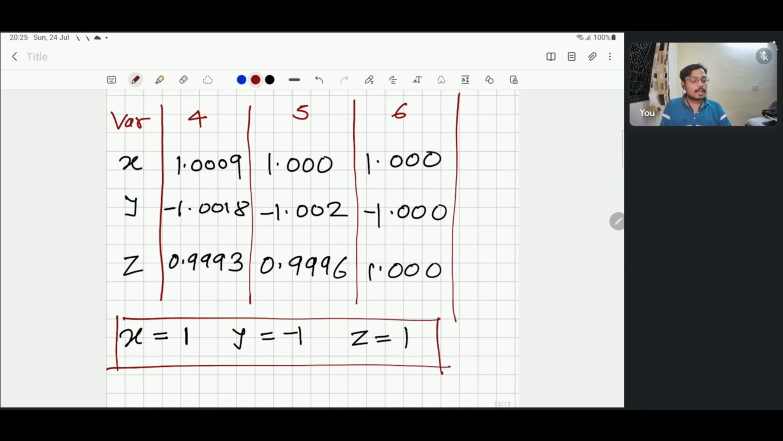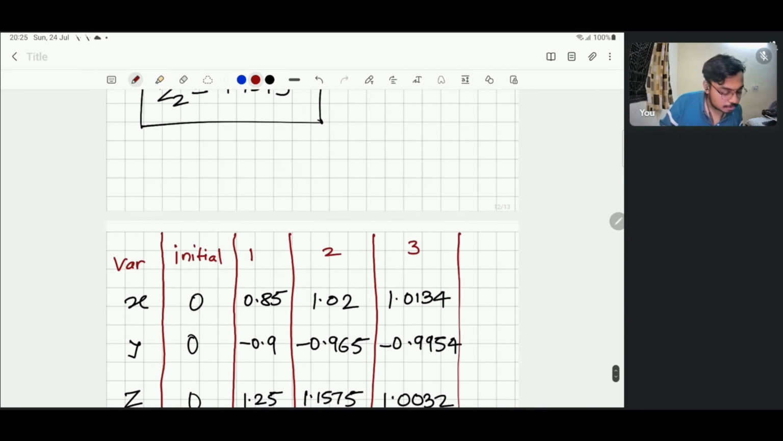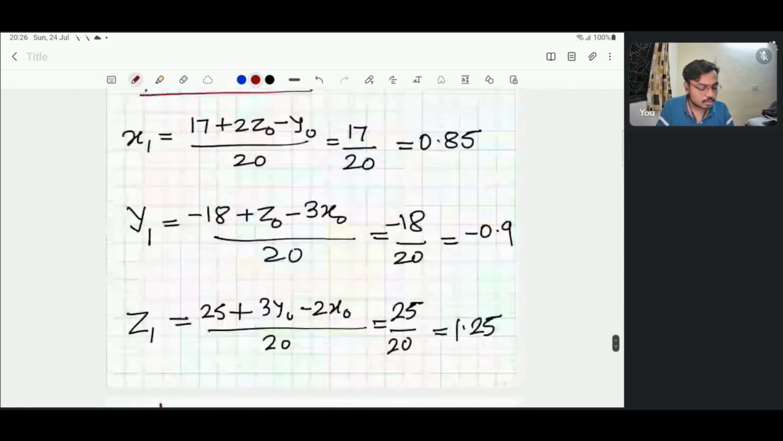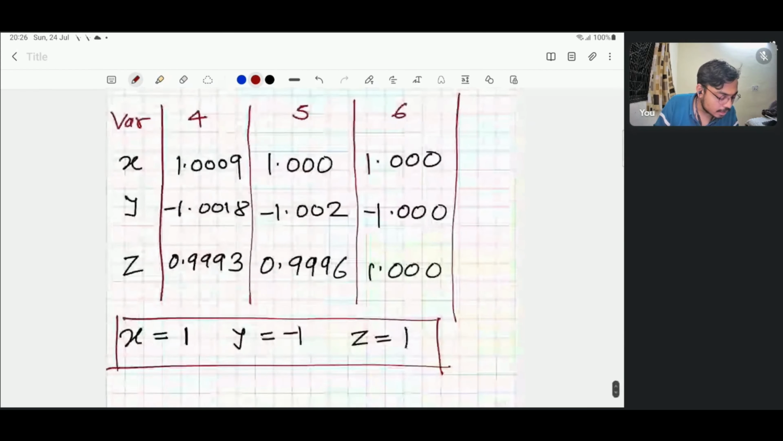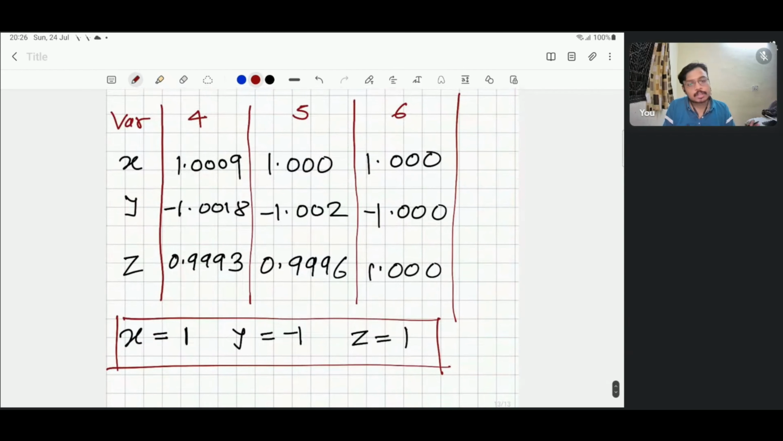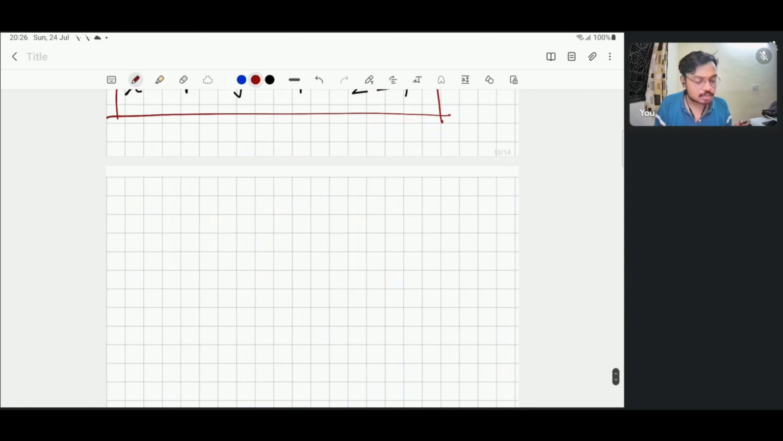Same thing you can try for the problem which we have solved using the matrix inversion method. It is not necessary that the number of iterations required will be very large or very small. It depends on the system of equations. So these are the two problems which I have projected to solve in this demo session.